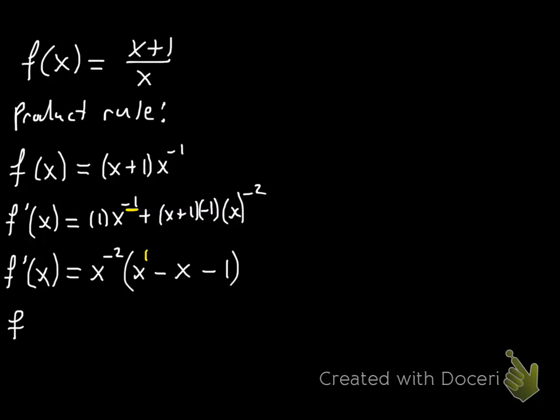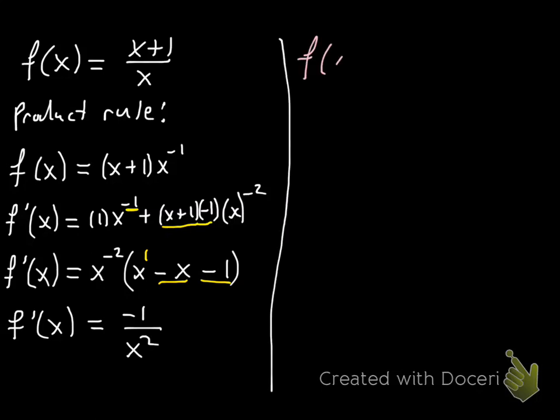Then for the second term, the x plus 1 times the negative 1 will become this negative x and negative 1. When I factor out the x to the minus 2, this x to the minus 2 is sitting out in front here. So now we have x minus x, which is 0, and then we just have the minus 1. So the minus 1 is in the numerator and the x squared in the denominator. And we're going to take that same problem and we're going to use the quotient rule.